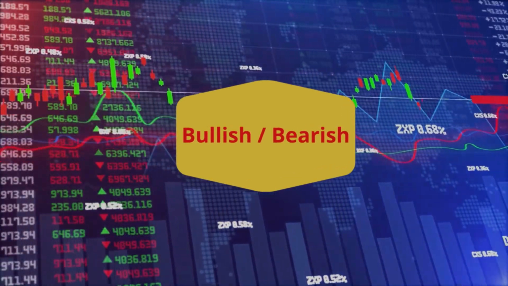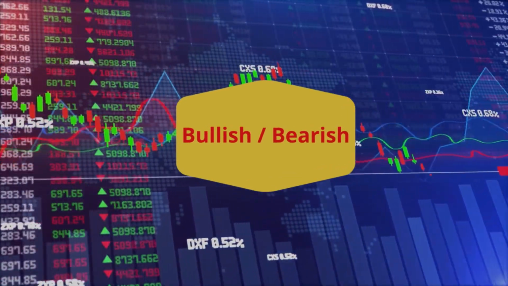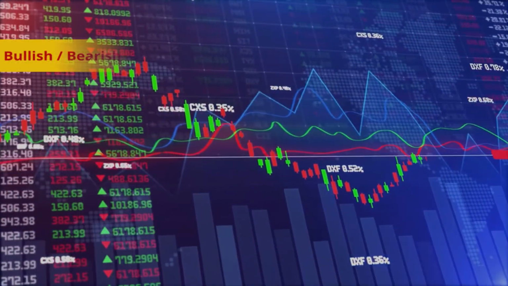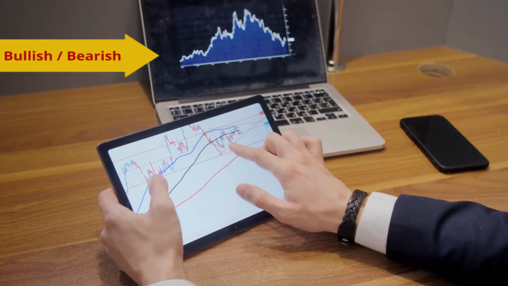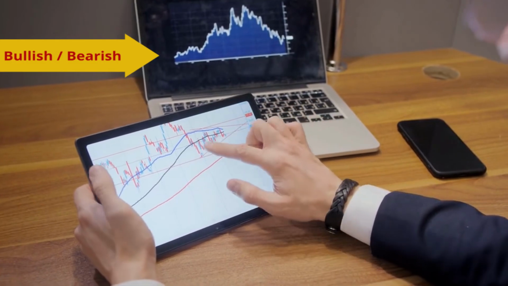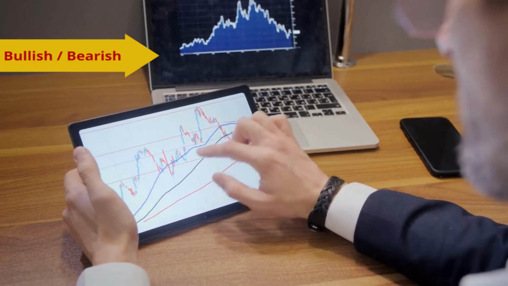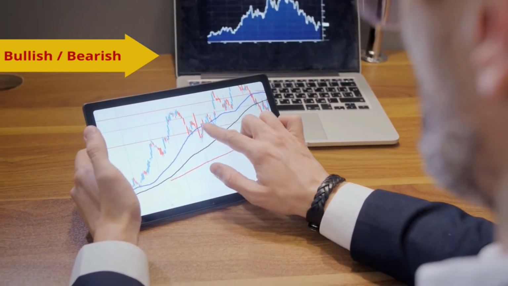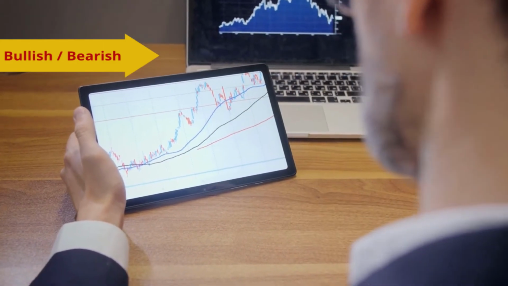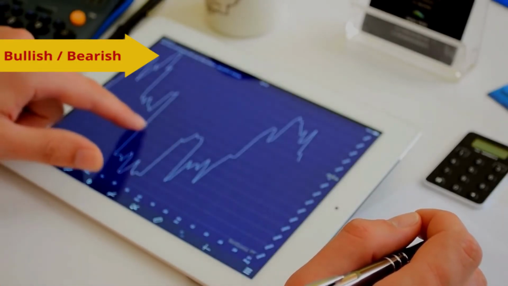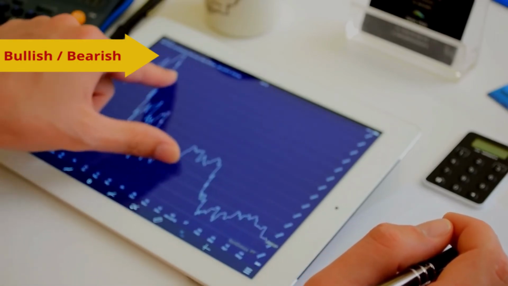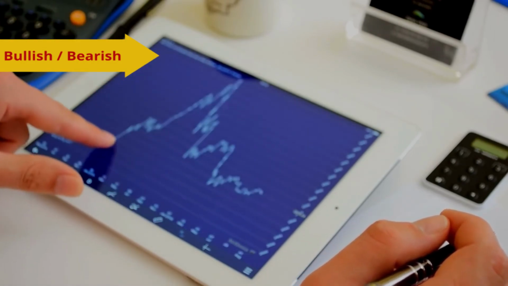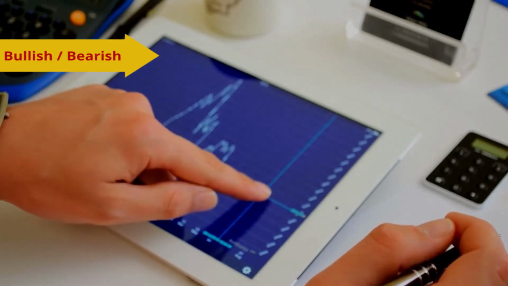And finally, we will discuss bullish and bearish. The term bullish refers to a trader's expectation that the price will rise from its current level. Being bearish implies that you believe prices will fall from their current levels. Bullish and bearish can also be used to describe a current market trend or movement. For example, when the price is in an upward trend, it is called a bullish market.